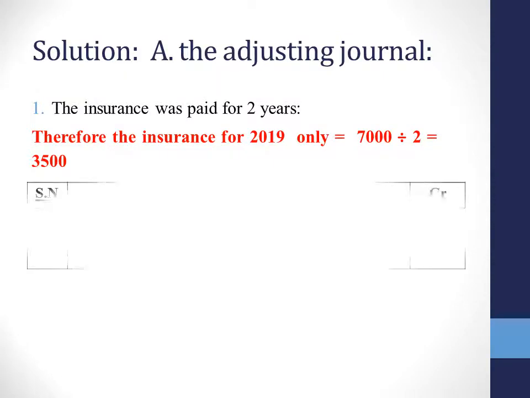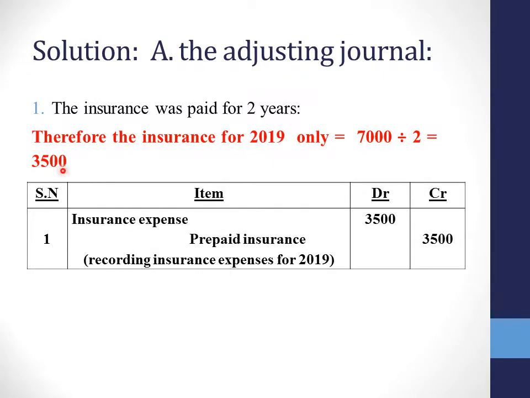So we need an adjusting entry that will make insurance expense in the debit for 3,500 and reduce prepaid insurance, which was in the debit side. We're going to bring it to the credit side to reduce it by 3,500.